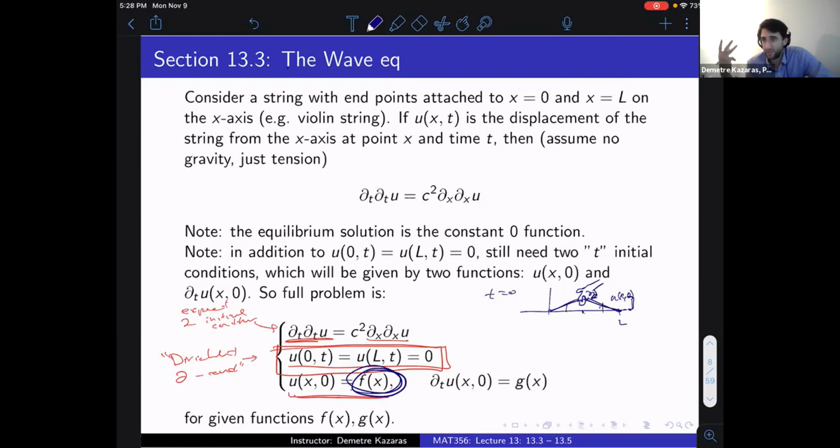But that should not be enough to determine how the solution should look over time. We should also impose another condition represented by the initial velocity of each point on the string. At this point, is the string going upwards or downwards? This is described by another function, g. This is the initial velocity.